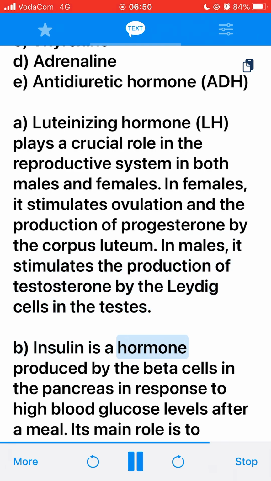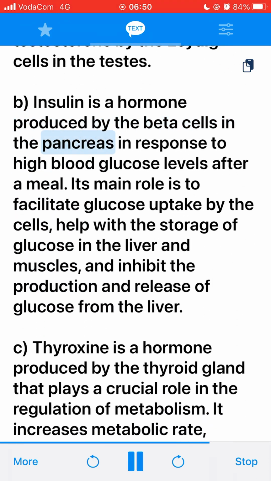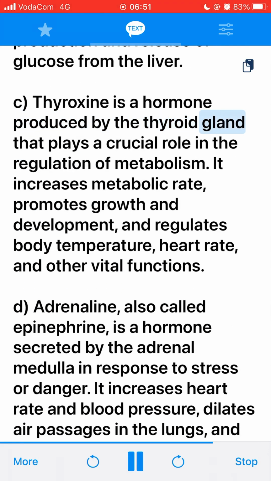B. Insulin is a hormone produced by the beta cells in the pancreas in response to high blood glucose levels after a meal. Its main role is to facilitate glucose uptake by the cells, help with the storage of glucose in the liver and muscles, and inhibit the production and release of glucose from the liver. C. Thyroxine is a hormone produced by the thyroid gland that plays a crucial role in the regulation of metabolism. It increases metabolic rate, promotes growth and development, and regulates body temperature, heart rate, and other vital functions.